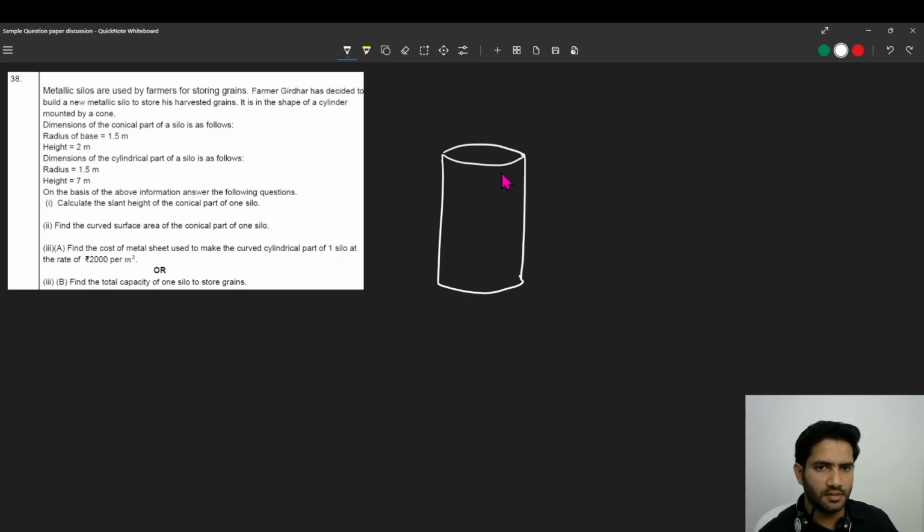A cylinder mounted by a cone. So actually this is the shape of that silo, but it is not too much height. That's enough.